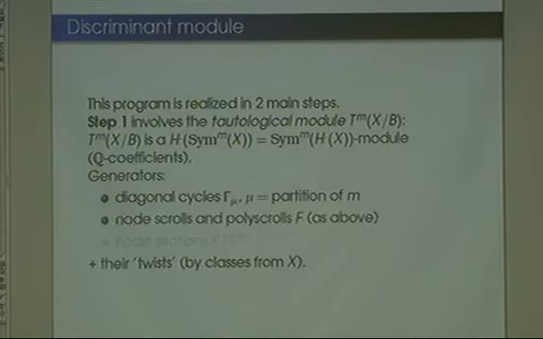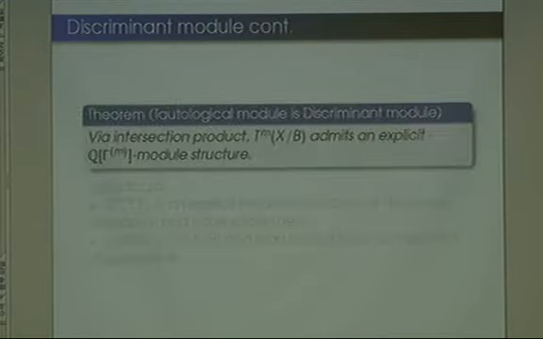And then the other type of generators are the node scrolls I described before, and polyscrolls in general. And then you can also admit sections of them by the polarization. So that's f dot gamma. And of course, all various twists of those corresponding to classes coming from the base x. So this is what I call the tautological module.